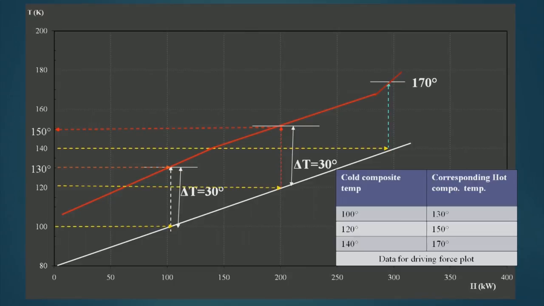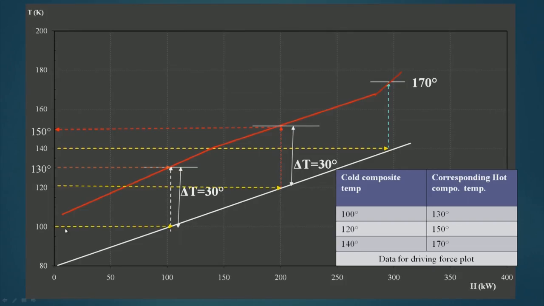Now, the driving force plot is basically a plot between the cold temperatures and the hot temperatures. That means cold stream temperatures and hot stream temperatures. The present diagram which is on the screen is not a driving force plot, but we would like to extract the valuable information for a driving force plot from here.